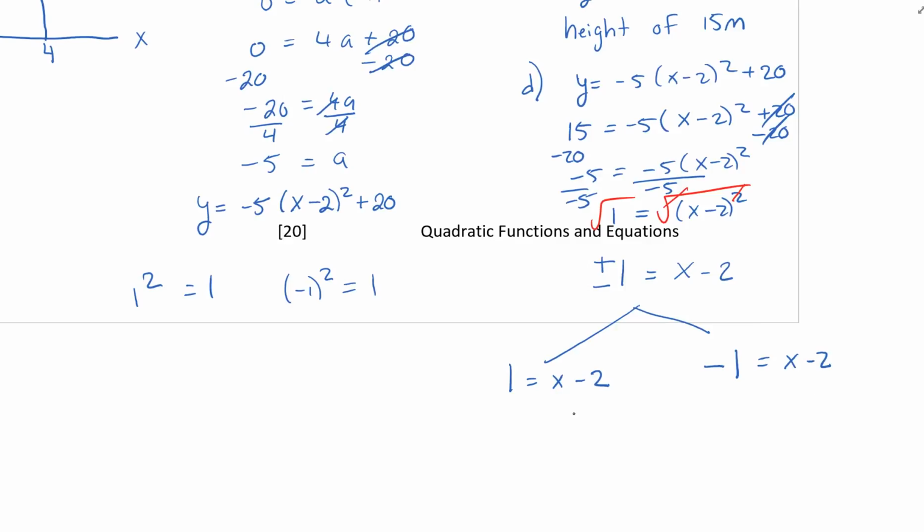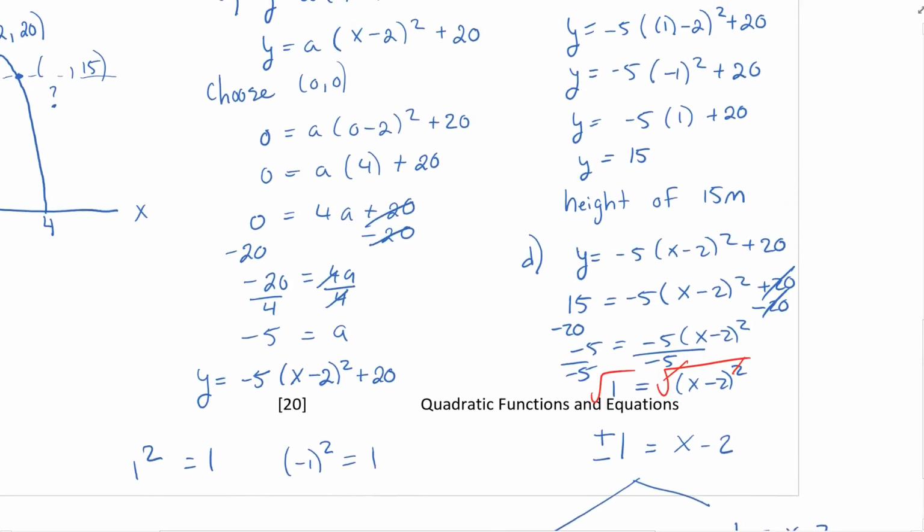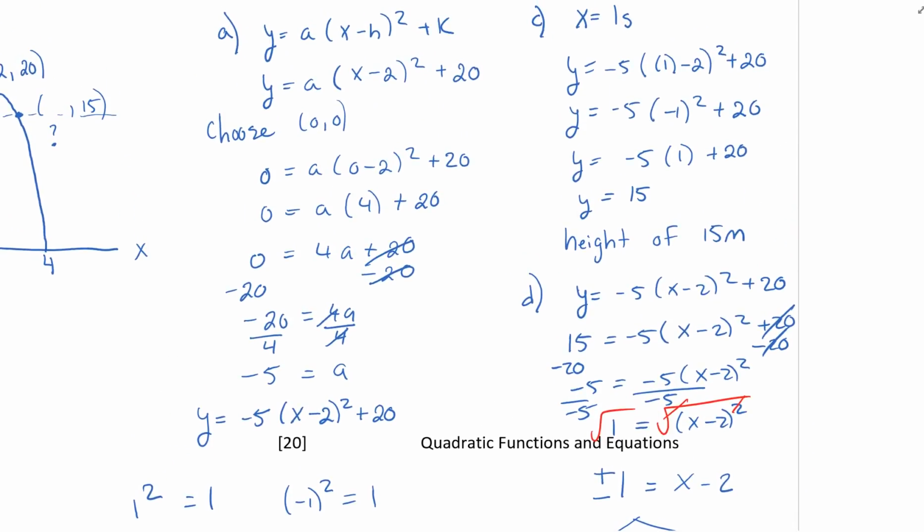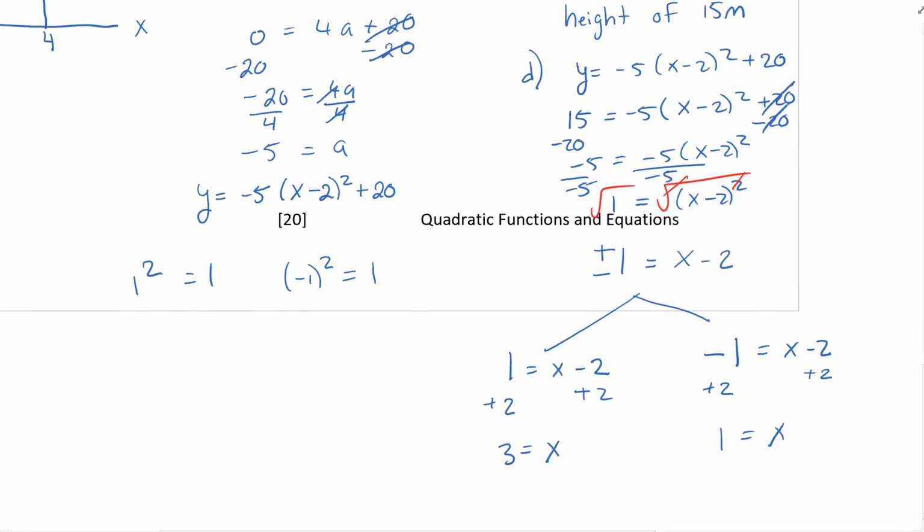Well, if I rearrange and solve for x, add 2 to both sides, so that's 3 is equal to x. Hey, I didn't get that answer before. Over here, add 2 to both sides, 1 is equal to x. And that's the answer we got in part C, right? 1 second gave me a height of 15 meters. Well, guess what? 3 seconds will also give you a height of 15 meters. And if you want to go back and check by plugging that in, you'll get that. Do you want to see me do the check? Sure, why not?